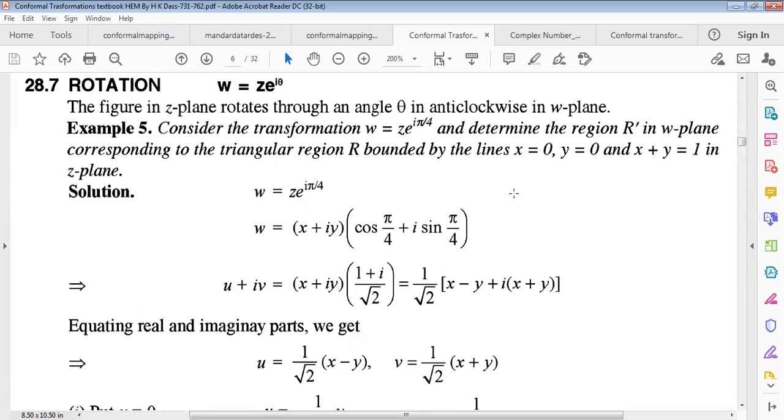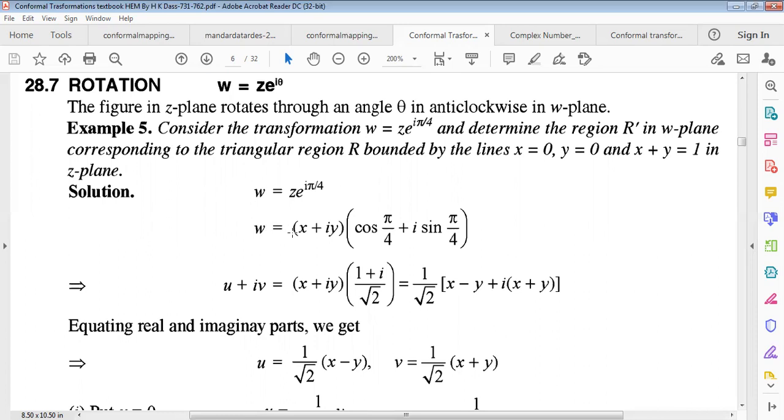Now there is an example. Consider the transformation w equals z into e to the power i pi divided by 4, and determine the region R dash in the w plane corresponding to the triangular region R bounded by the lines x equals 0, y equals 0, and x plus y equals 1 in the z plane. Actually, this is the measurement of the z plane. According to the definition of rotation, w equals z into e to the power i theta, but here we are given w equals z into e to the power i pi by 4.